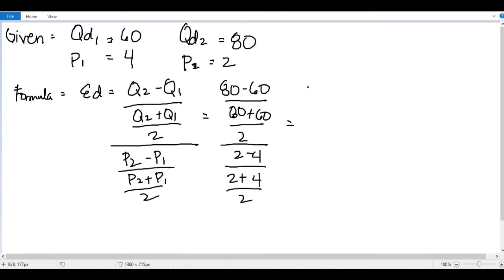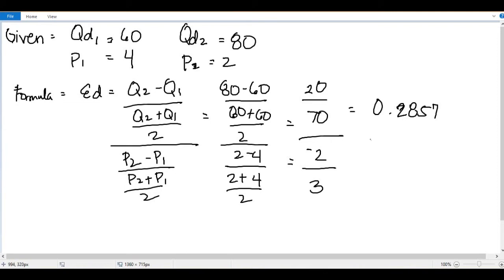80 minus 60 is 20 divided by 80 plus 60 divided by 2 is 70. Then here at the bottom we have negative 2. 2 minus 4 is negative 2. 2 plus 4 is 6 divided by 2 is 3. Now we look at this. 20 divided by 70 is 0.2857. Then negative 2 divided by 3 is negative 0.6666666, so I'll just round it off to 0.667.